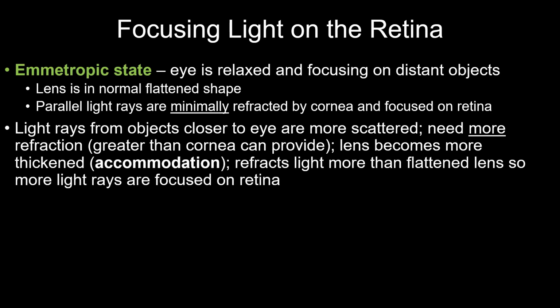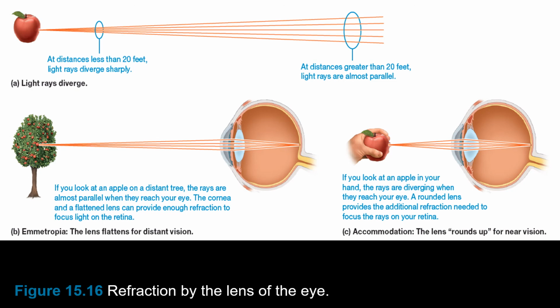This is the emmetropic state. This is the lens being flattened at rest, with the cornea providing most of the refraction. However, diverging rays from nearby objects, like the apple after you pick it up and look at it in your hand, require a greater degree of refraction.